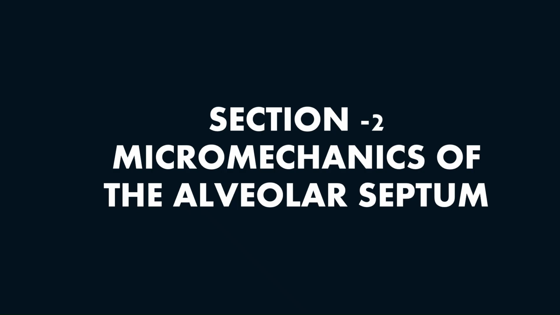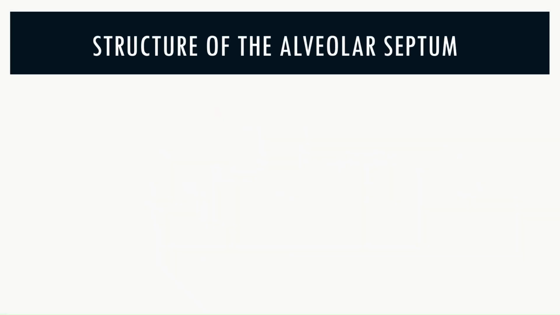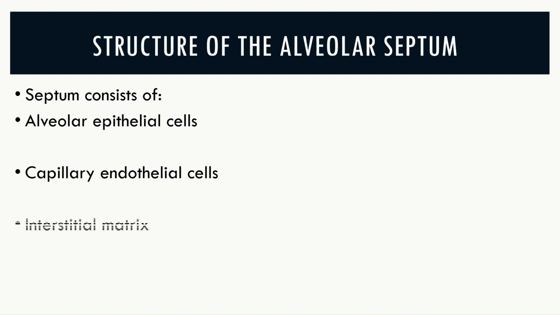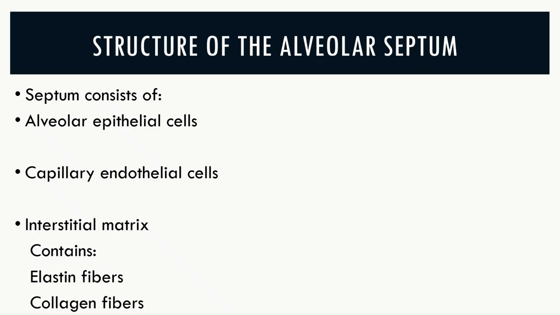In the second part of this lecture, we will be discussing micromechanics of alveolar septum. Structure of alveolar septum. The alveolar septum is composed of epithelial cells, endothelial cells, and a thin interstitial matrix. Within this matrix lies a network of elastin and collagen fibers that provides structural support.